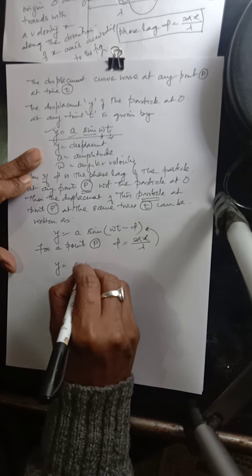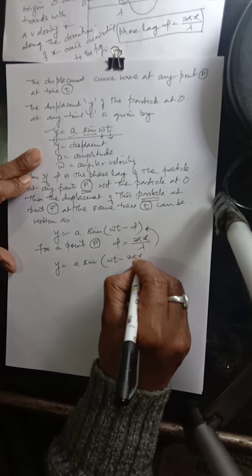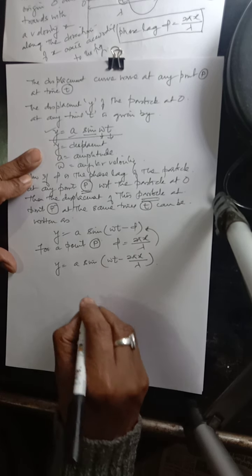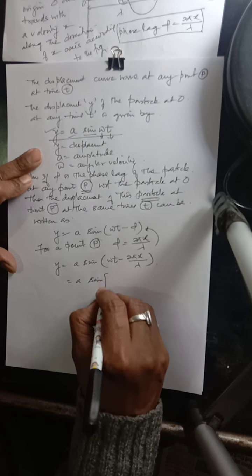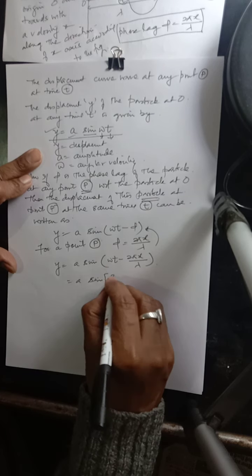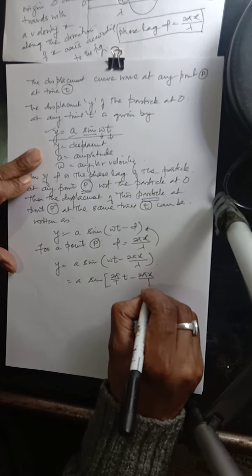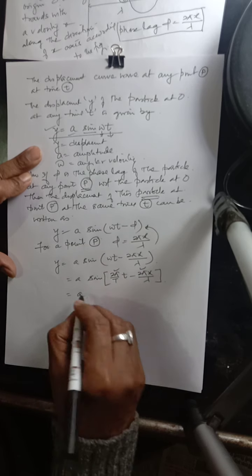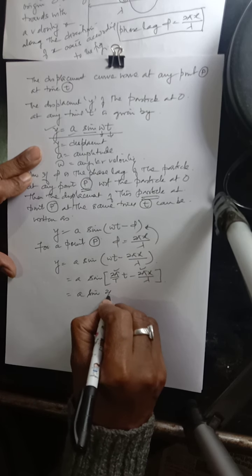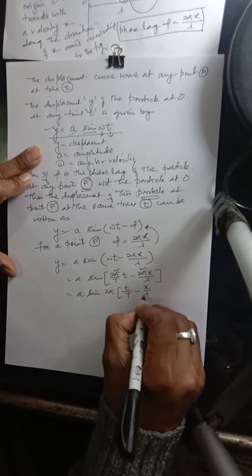So y equals a sine of omega t minus 2 pi x by lambda. So a sine, we'll put the value of omega, that is 2 pi by T, minus 2 pi x by lambda. From here 2 pi is to be taken common, so it is t by T minus x by lambda.